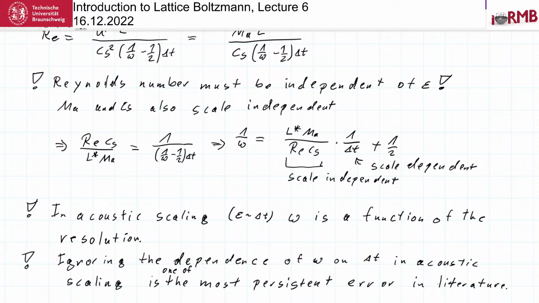Maybe there are consequences of this dependence on delta t in the analysis, but not in running the simulation. I mean, this is obvious: when you run a simulation and you set your parameters correctly, no problem with that. But it has, of course, consequences for convergence of your method.